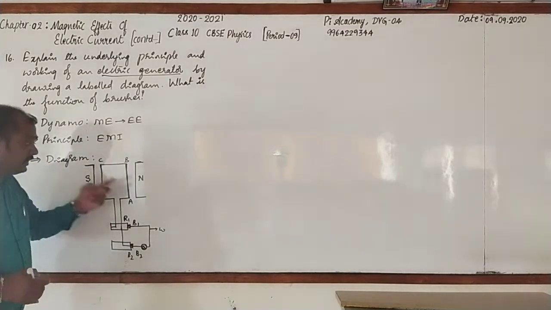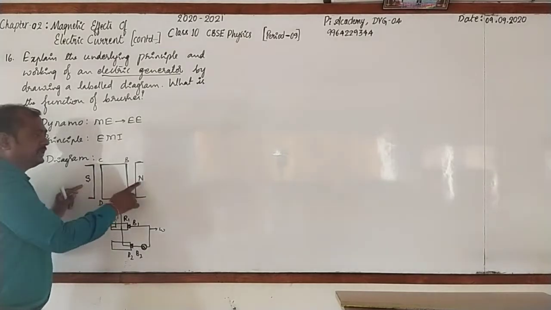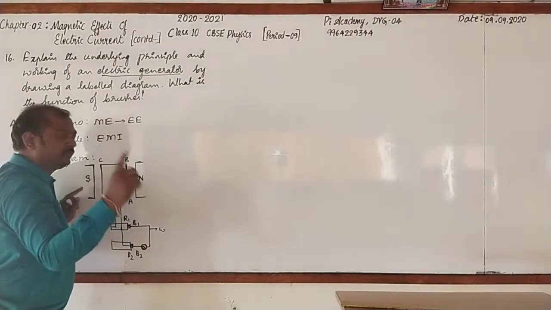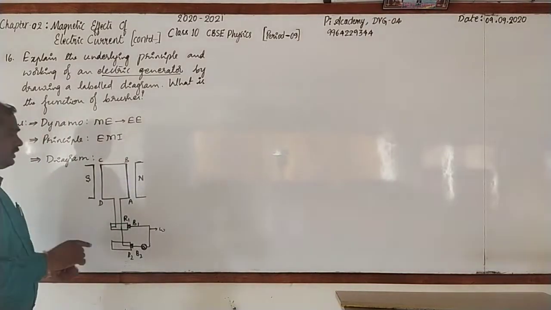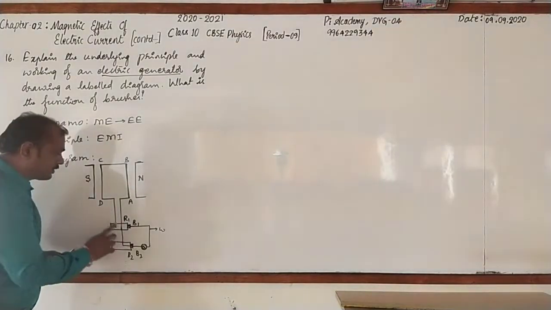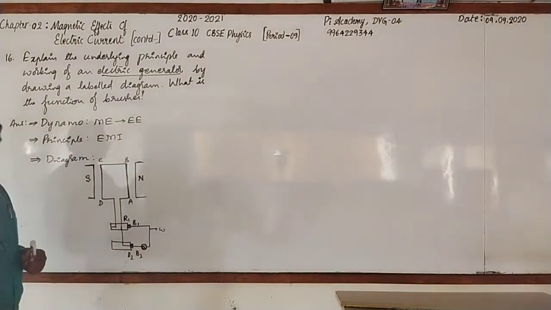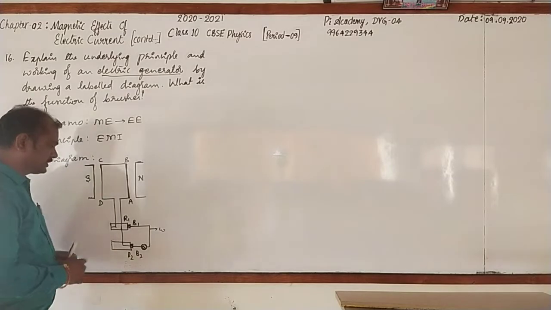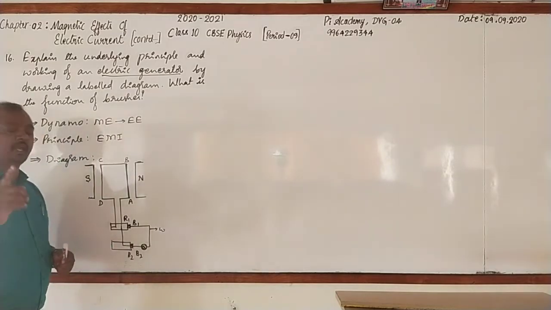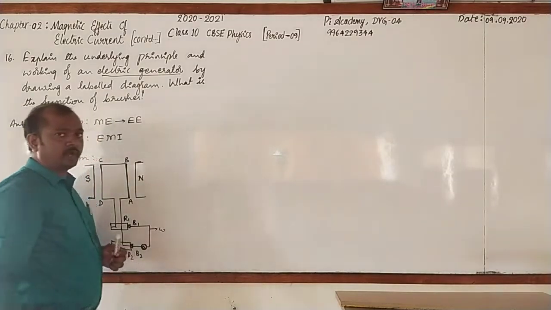Next, its labelling. N and S are the poles of field magnet. ABCD is a rectangular coil of insulated copper wire called armature. R1 and R2 are two copper rings. B1 and B2 are two carbon brushes. And G is galvanometer and W is wire.